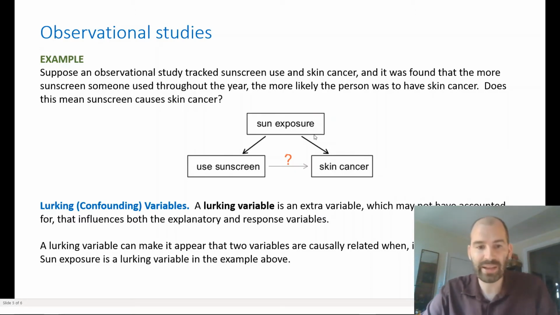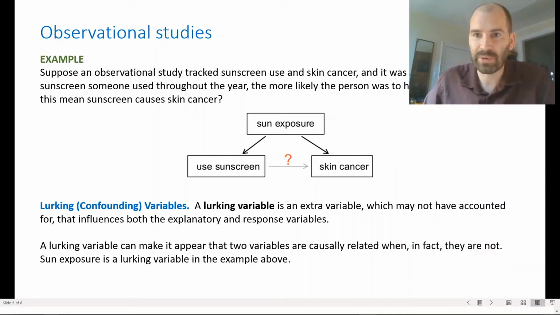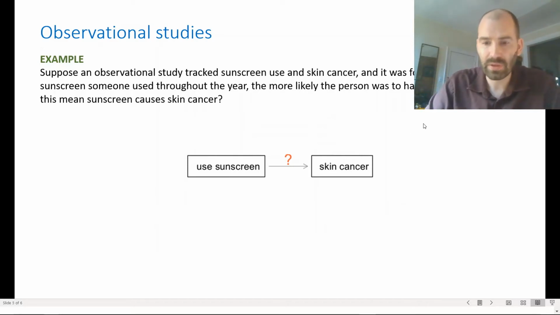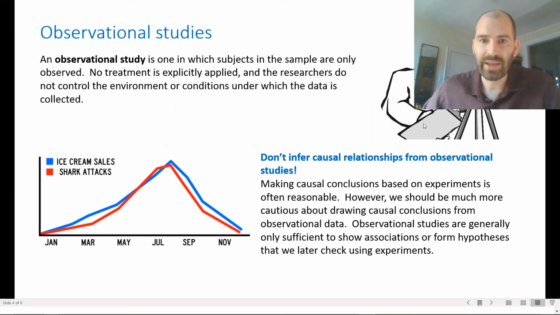So let's go back to our, let me get my face out of the way so you can read that. And let me go back to the previous slide and ask again, what's going on here? Can we identify what the lurking variable is in this study with the shark attacks and ice cream sales?